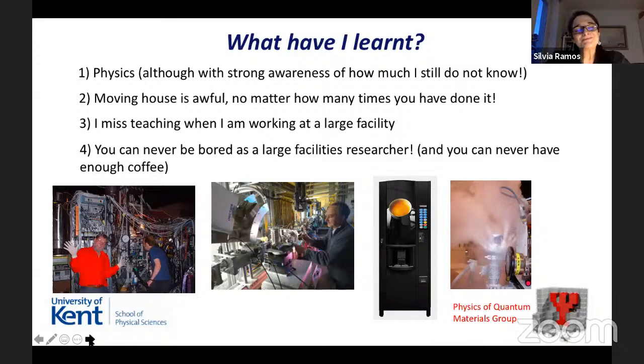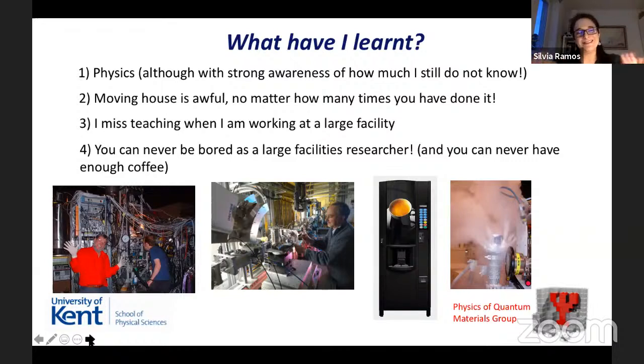And that is wonderful. The second thing that I've learned over the years is that I really don't like moving houses. It's awful. It doesn't matter how many times you do it. It's still a lot of work and very stressful. But it's part of the job of a scientist these days. So you move a lot because you learn different things from different people. So you just have to accept that is the case. I've worked at universities and large facilities several times, on and off. One of the things that I have learned about myself more than anything else is that, in fact, I do miss teaching when I'm working at a large facility.